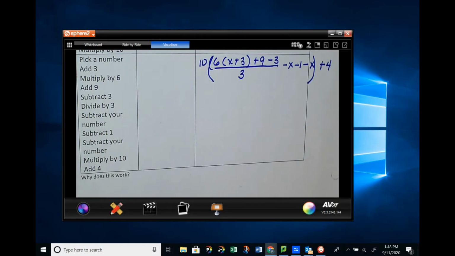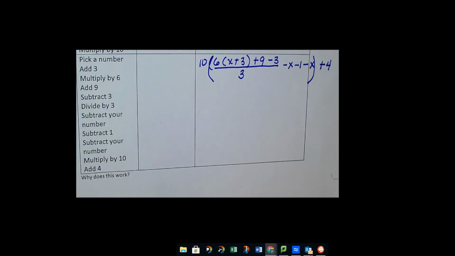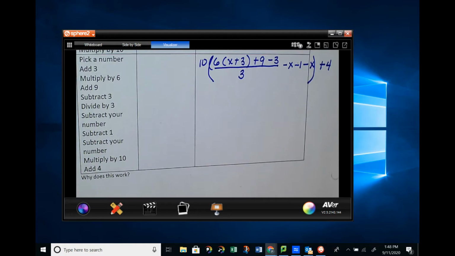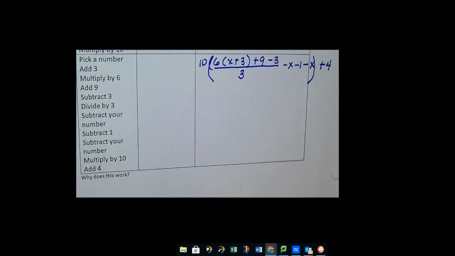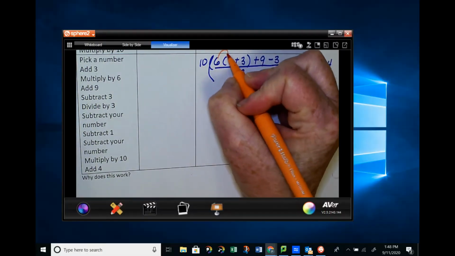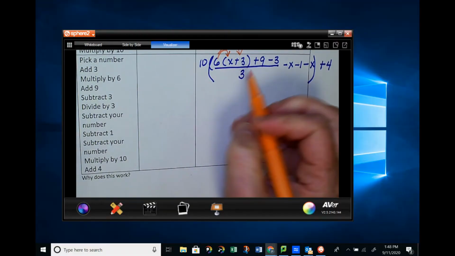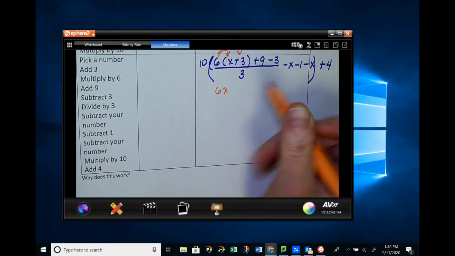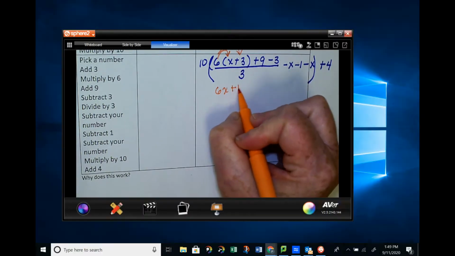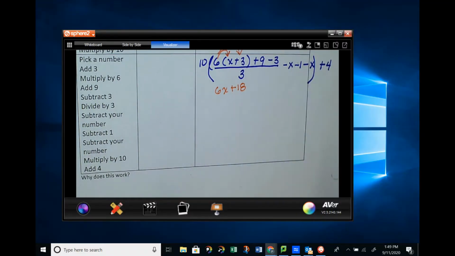And so we've got to go through all of those things I had to do on IXL, where you had to combine like terms, do the distributive property, and so forth. These are all going to come back to help. So the first thing we have to do is look at that distributive property. I'm going to distribute this 6. So 6 times x is 6x. 6 times 3 is 18. So that's that distributive property.